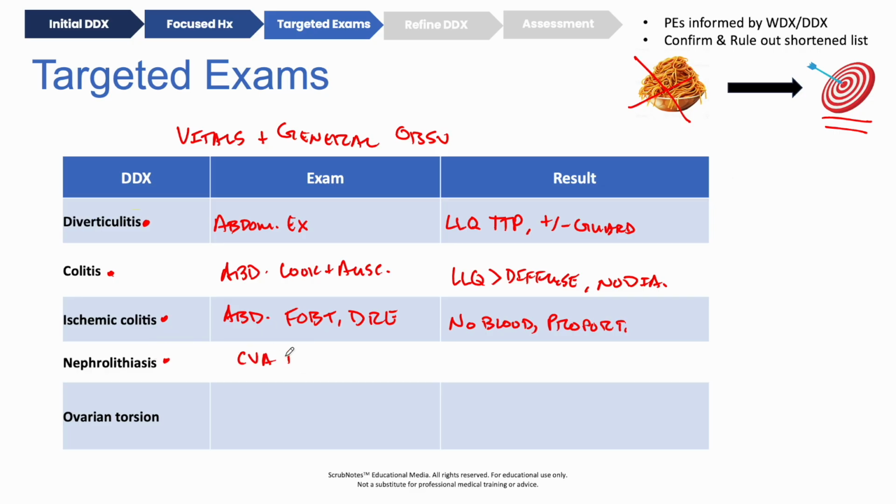If we were suspecting nephrolithiasis, you could use a CVA tenderness test as well as the abdominal exam. So for our patient, let's assume there's no CVA tenderness. And then in a female body patient, be sure to check for any kind of ovarian symptoms. So if we were suspecting torsion, you'd need to do a bimanual pelvic exam. And this isn't applicable for our male body patient today.